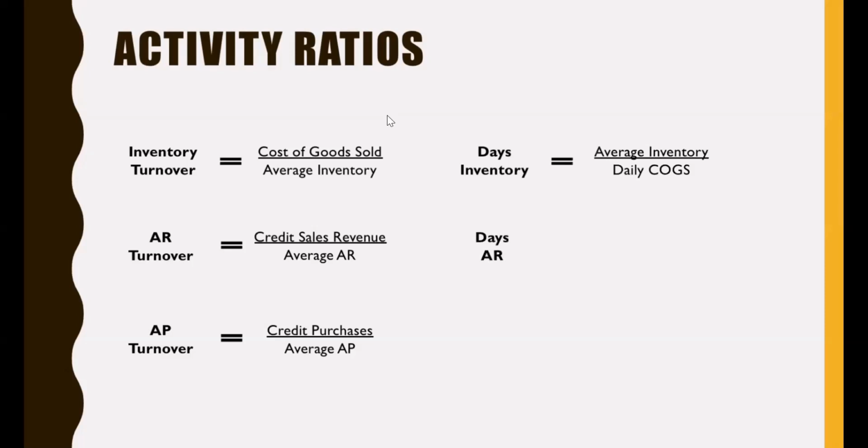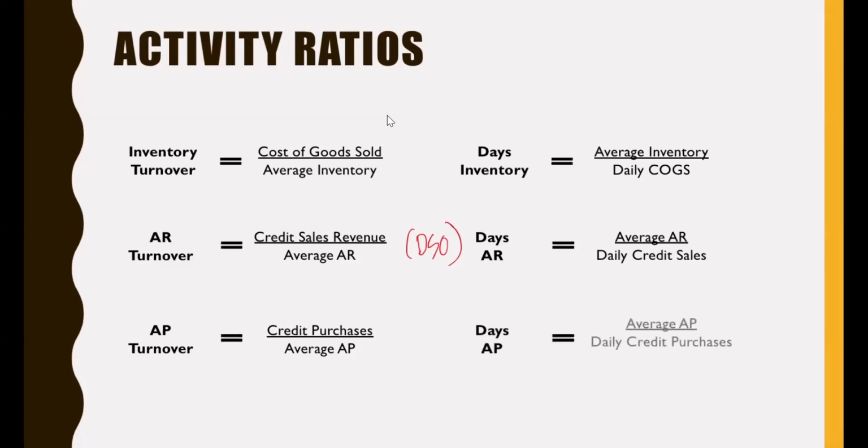And then for accounts receivable, we have days in AR. It is also called DSO, day sales outstanding. It is computed by dividing the average accounts receivable over daily credit sales. And lastly, days in AP, so average accounts payable over daily credit purchases. Ayan ang next natin gagawin.